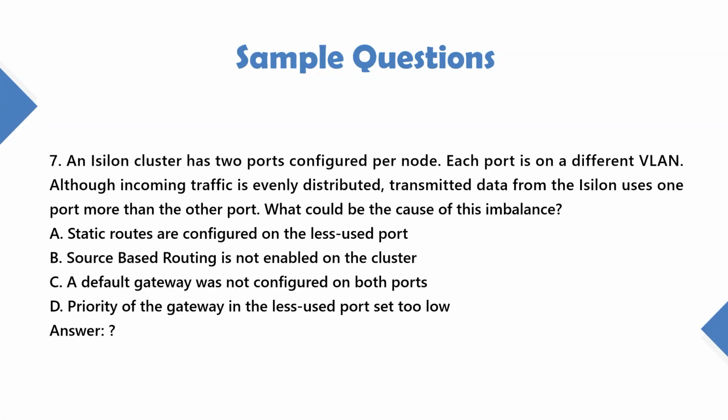7. An Isilon cluster has 2 ports configured per node. Each port is on a different VLAN. Although incoming traffic is evenly distributed, transmitted data from the Isilon uses one port more than the other port. What could be the cause of this imbalance? A. Static routes are configured on the less used port. B. Source-based routing is not enabled on the cluster. C. A default gateway was not configured on both ports. D. Priority of the gateway in the less used ports set too low.